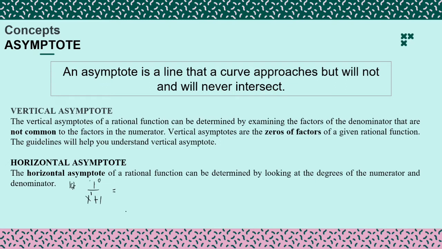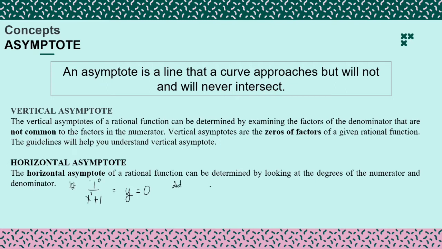Kapag ganyan yung case natin, then the degree of the numerator is less than the degree of the denominator, automatic, the horizontal asymptote that we have is 0. Again, if the highest degree of the numerator is less than the denominator, then the asymptote is 0. This is the first case. Now, let's have the second case.